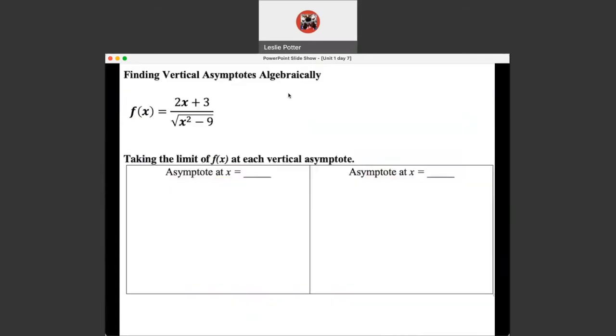Okay, so let's find these algebraically. This is still the same function. So let's take the limit of f of x at each vertical asymptote. So let's find that vertical asymptote algebraically. I alluded to this a little bit earlier, just verbally. So we're going to set the denominator equal to 0.